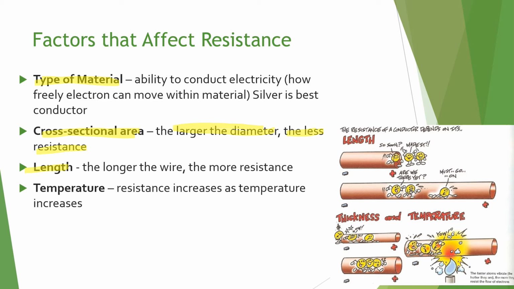Length, okay, the longer the wire, the more the resistance. Okay, so if you think about it, the longer the wire, the further the electrons or the current has to flow around the circuit. So if you make the circuit bigger, that's a longer wire, and that's going to add resistance. It's going to increase resistance. So if you increase the length, resistance increases. If you decrease the length, resistance decreases.